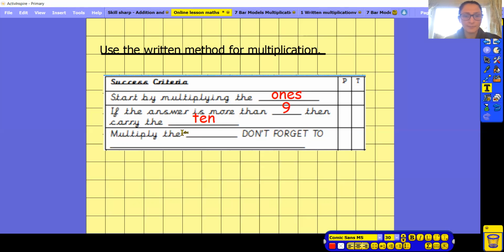So let's start with this first bit. Multiply the, what's after our ones column? What do we go to next? Well done if you said the tens column. So we then multiply by the tens column. Don't forget to blank. Don't forget to what? Have a think. Well done if you manage to say, don't forget to add the extra 10, or something along those lines.